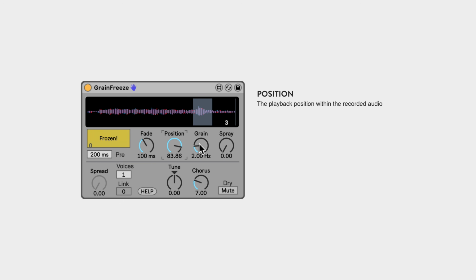Use the grain control to adjust the length or grain size of these grains. The spray control sets a random start position for each new grain triggered, which has the effect of smearing the looping grain.